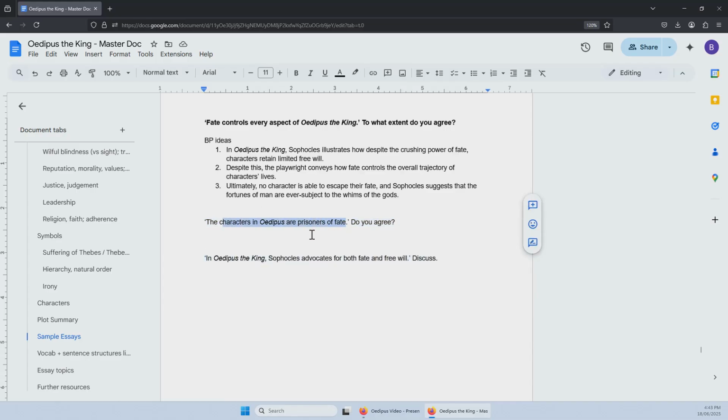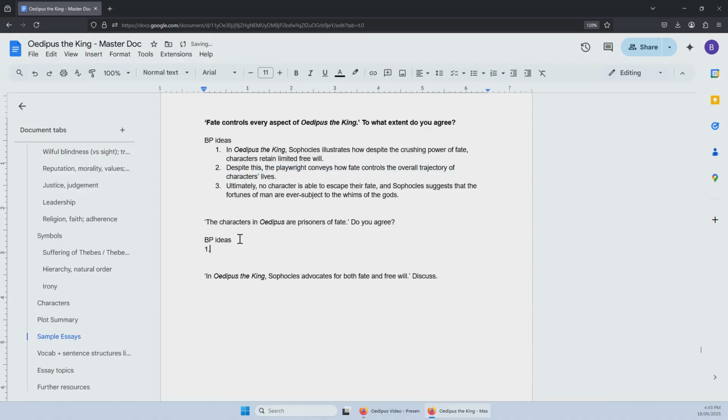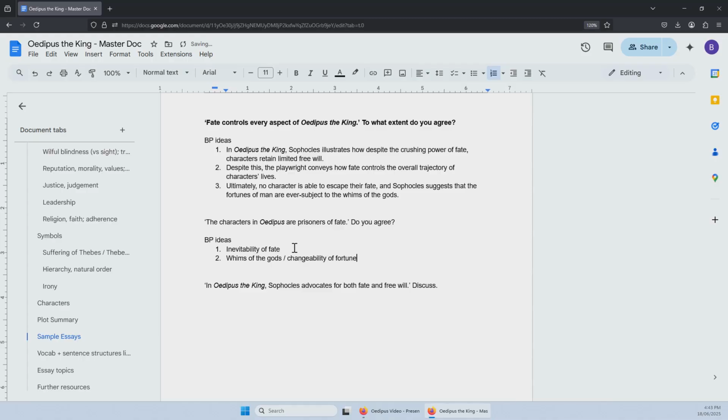So characters in Oedipus the King are prisoners of fate. So we would ask, when are they prisoners of fate? Well, they're kind of prisoners of fate because ultimately fate controls the trajectory of their lives. So already we can kind of use this idea again. So we would probably talk about the inevitability of fate. That's this core idea here, inevitability of fate. We could also talk about this one, so whims of the gods, and that changeability of fortune.